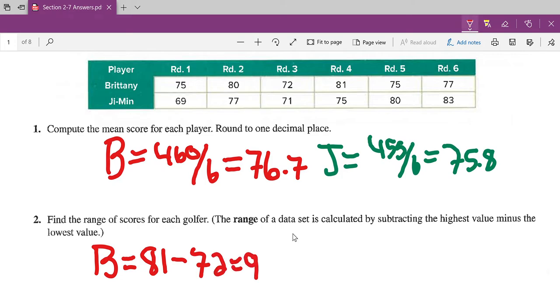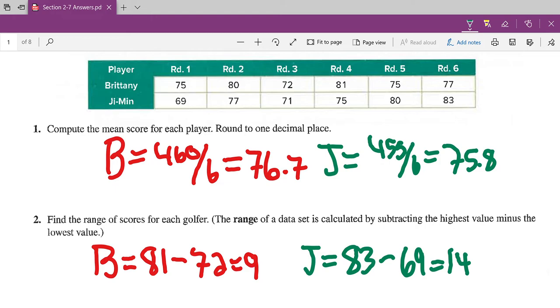Let's do the same thing for Jimin. What is Jimin's highest score? Her highest score is 83, minus what's her lowest score? 69. So Jimin's range is 14. Let's go ahead and turn to the next page, 244.